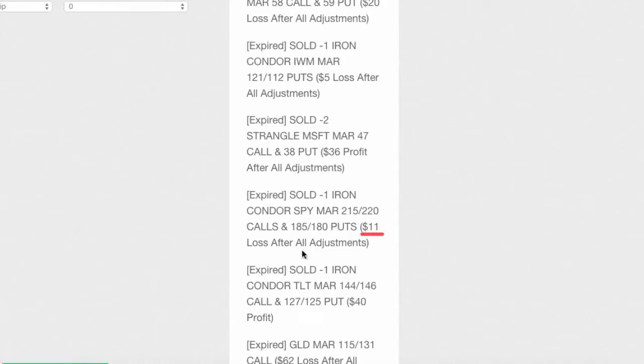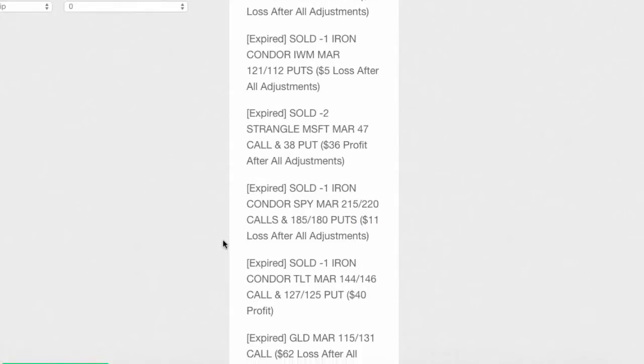Our Iron Condor for SPY, after all adjustments, we took an $11 loss. Again, that was really good. It could have been much higher, but we continued to hedge that position throughout the month. I think we hedged it twice, and that definitely helped to reduce our risk in the SPY position.